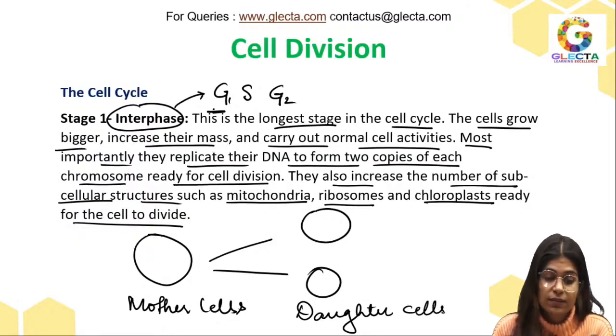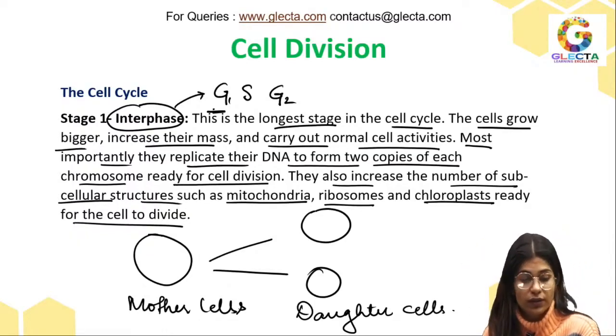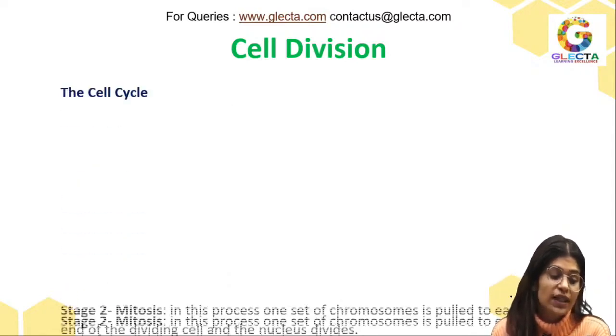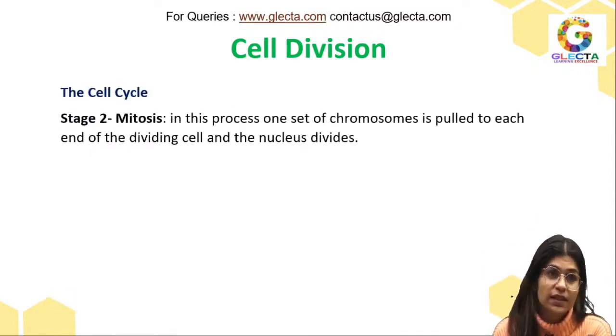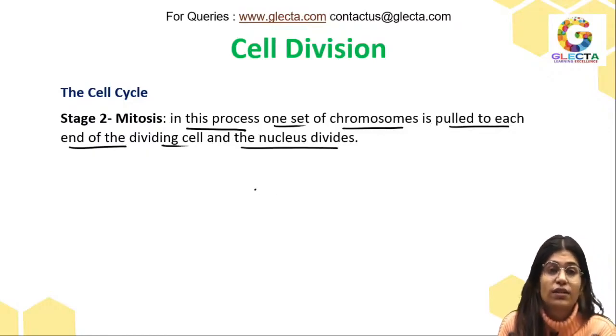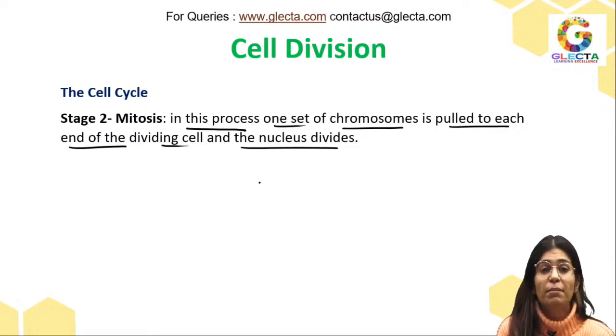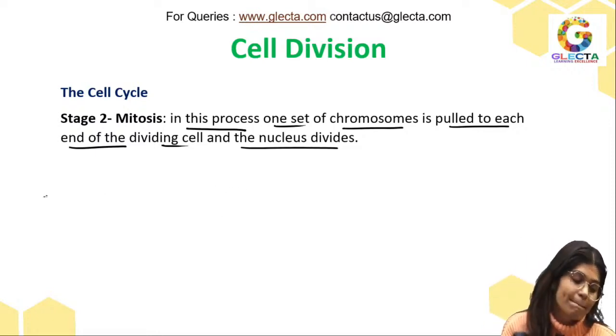Never son cells, only daughter cells. So mother cell and daughter cells. Coming to the second stage of cell cycle, which is mitosis. In this process, one set of chromosomes are pulled from each ending of dividing cells and the nucleus divides. Please look carefully at the stages and remember the name of the stages.